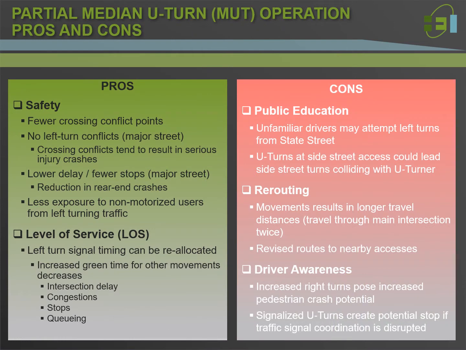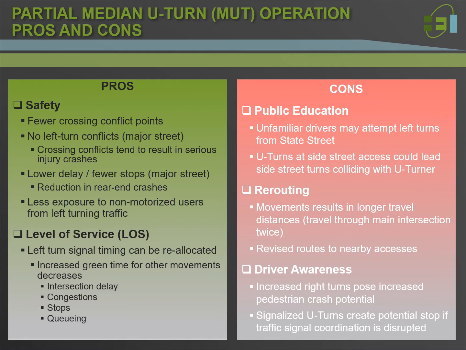Over the next few slides, we will highlight the differences in the operational improvements between Alternative B and C. First, we will review the operational pros and cons of the innovative MUT intersection design alternative. The partial median U-turn offers the following positives, beginning with safety.